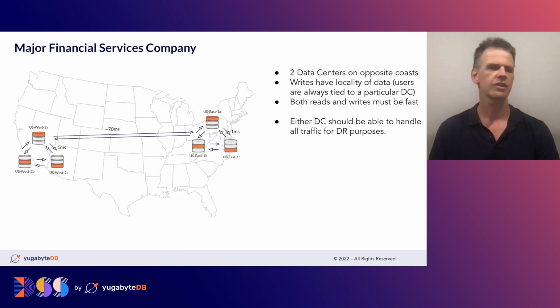So one use case that I've seen, and this is a fairly common pattern, is a major financial services company. They have 2 data centers. They're on different sides of the country for the DR capabilities, because if they lose one, they want to make sure that the event that took one out doesn't take the other one out. So they're on opposite coasts. Now, for this particular financial services company, they have very low latency requirements, and that's on both reads and writes.